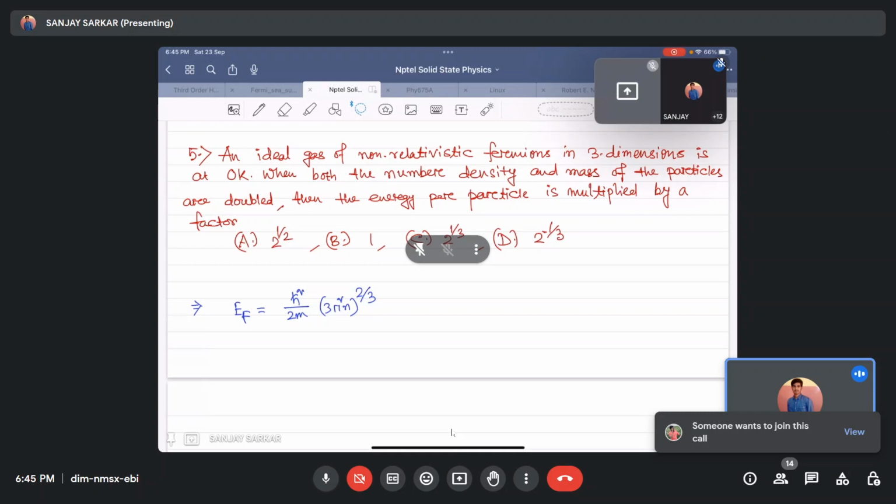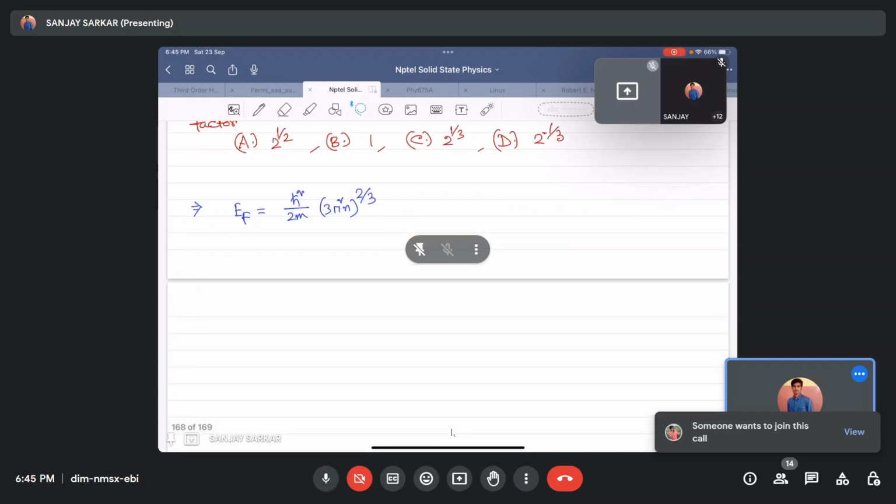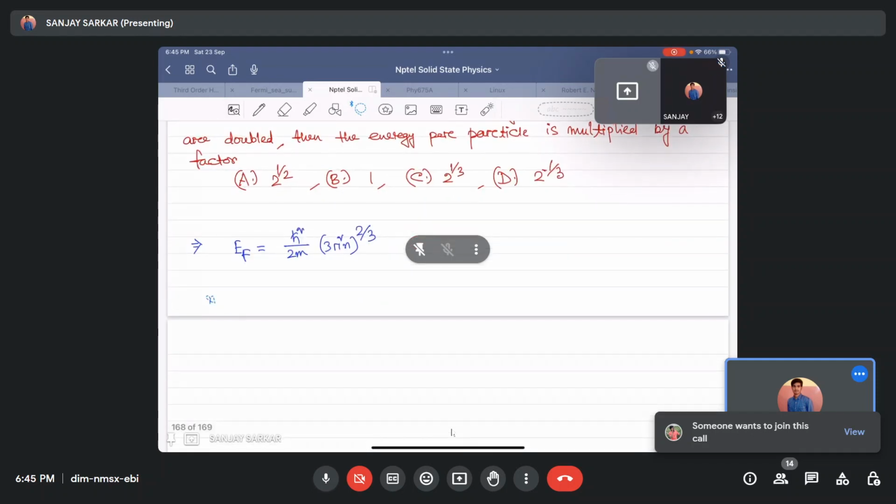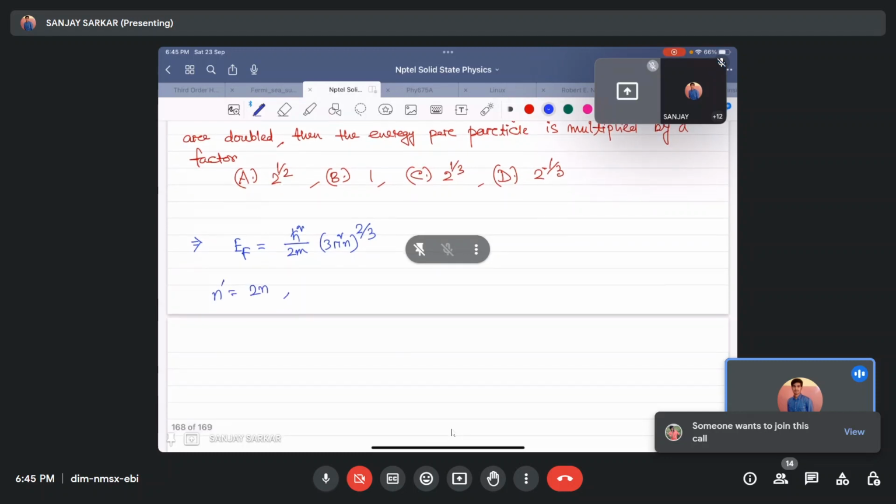So this is question number 20. Let me check the question again. So when we double the density as well as the mass, then what will be the new Fermi energy?